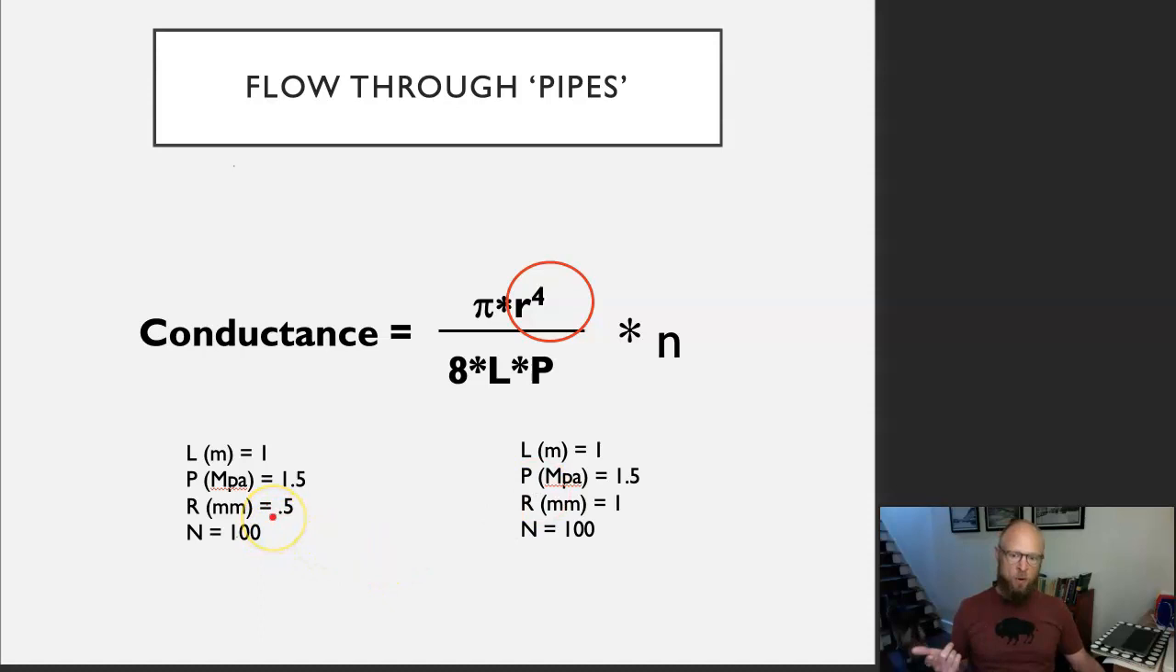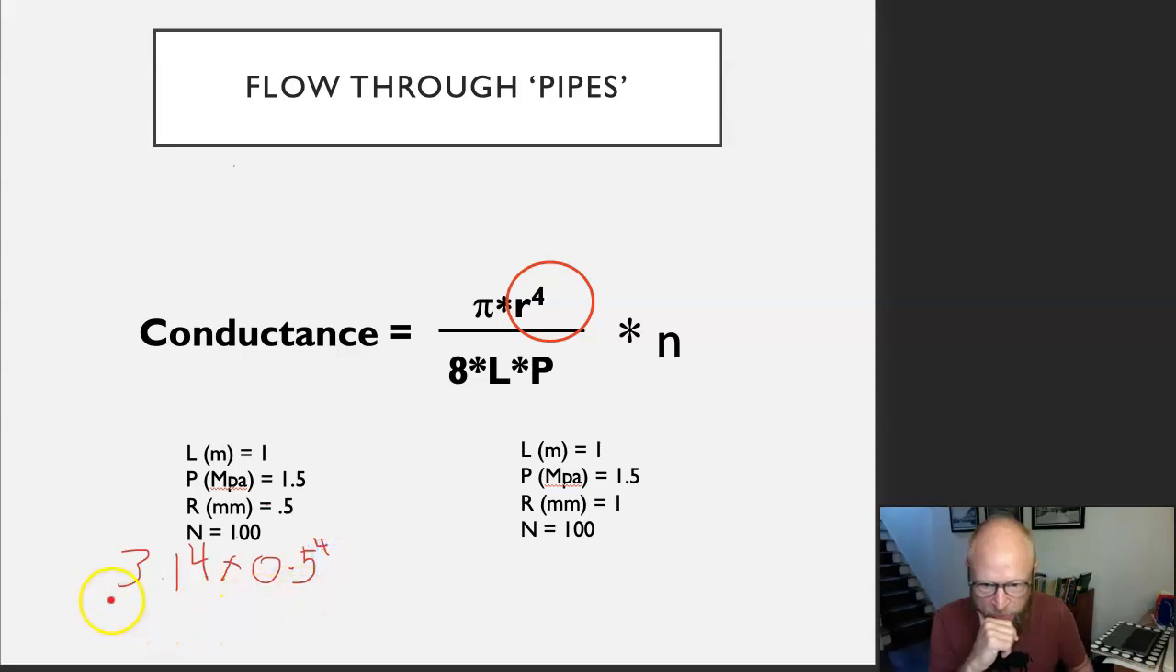The radius for the one on the left is 0.5 millimeters. The one on the right is 1 millimeter. The number of pipes in both of them is 100. So everything's the same except for the size of the pipes. And that'll give us an idea of how important the size is. So if we do this calculation, for this one we're going to have, see if I can write legibly, not very, times 0. Boy, this looks like my kids' writing when they were in kindergarten. I'll get better.